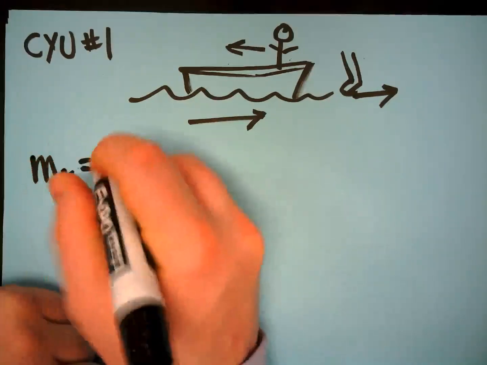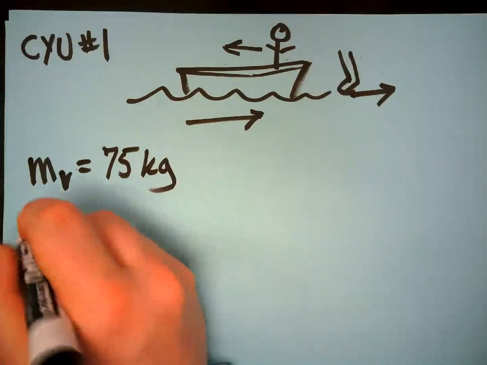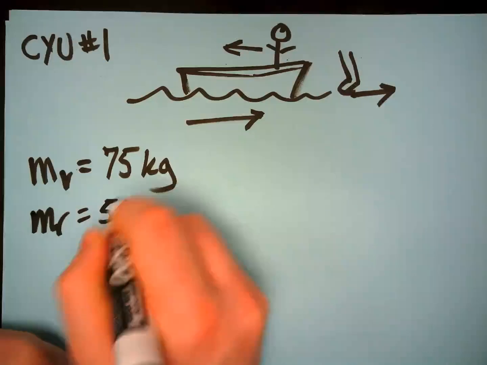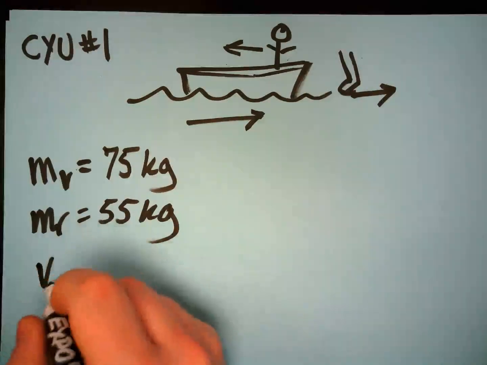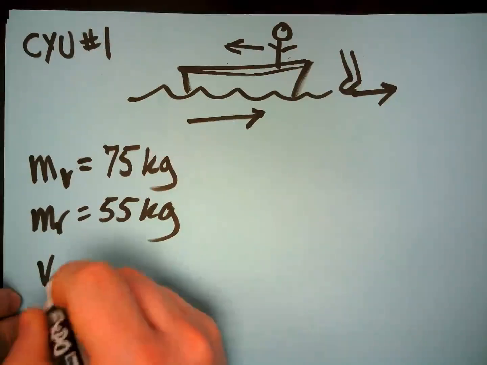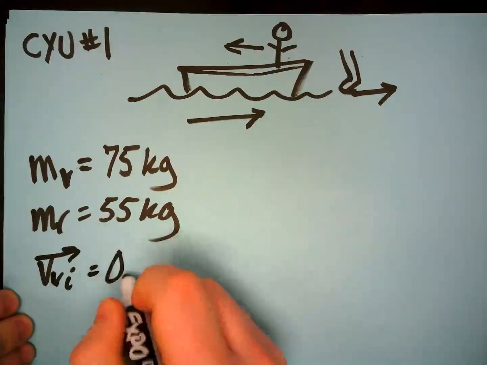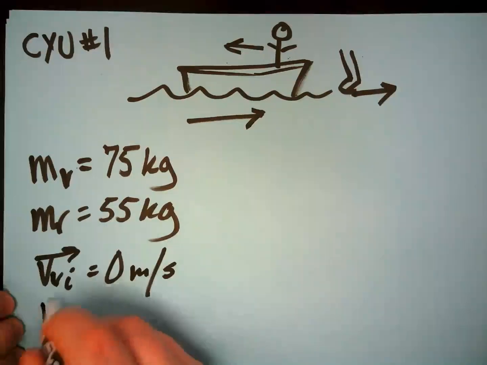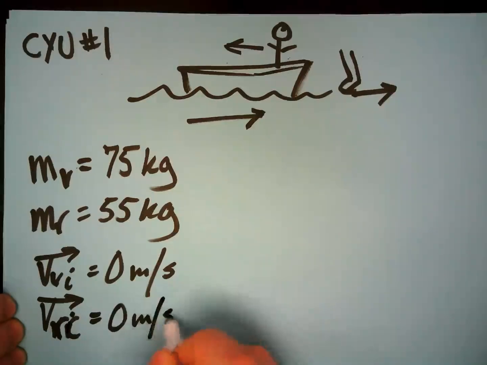So here we've got the mass of the vacationer, which is 75 kilograms, the mass of the raft, which is 55 kilograms. We have the initial velocity of the vacationer, which is 0. And we also have the initial velocity of the raft as well. Oops, that should be R and then I. That is also 0 meters per second.